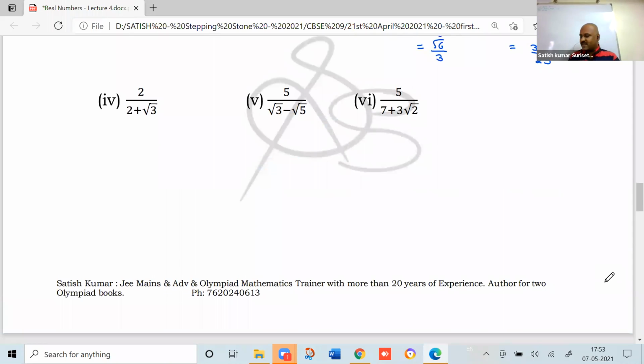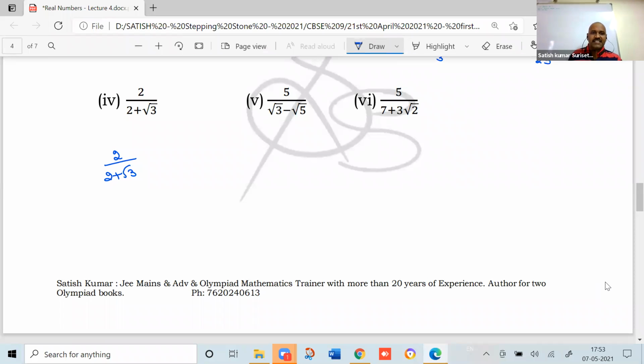Fourth one. How to rationalize 2 upon 2 plus root 3? When I want to rationalize the denominator, if it is a single term, we can apply the previous method. Because it is not a single term, it is a sum of two terms, you have to multiply with its rationalizing factor or its conjugate.